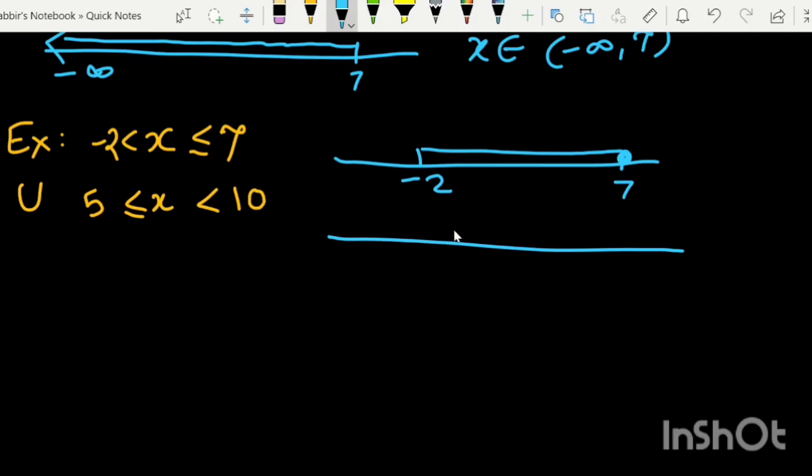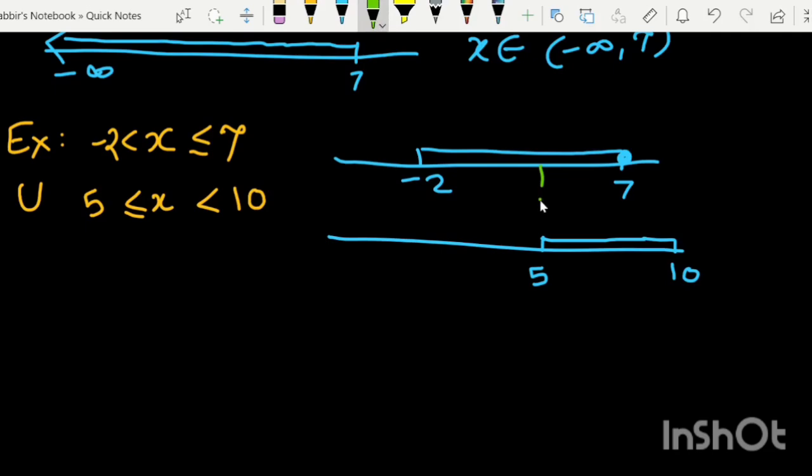Now in the second inequality, 5 is on the right side of minus 2, so it will lie somewhere here. So I will plot 5 here, and 10 would be on the right side of 7. 10 would be somewhere here, so it would be 5 to 10. Okay, what are we finding? We are finding the union.